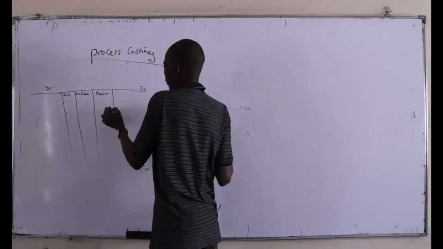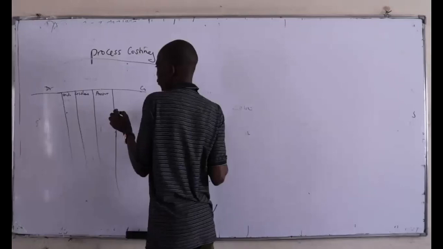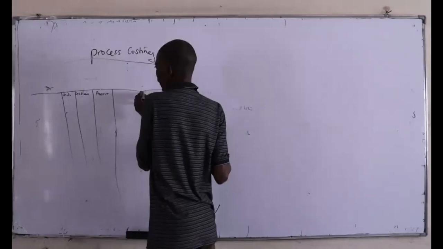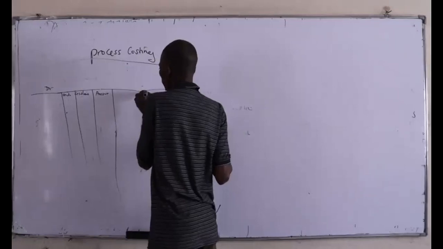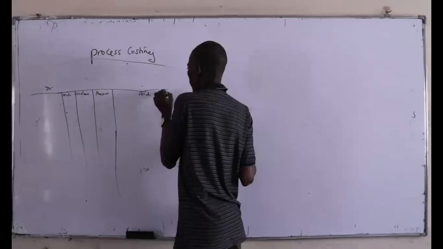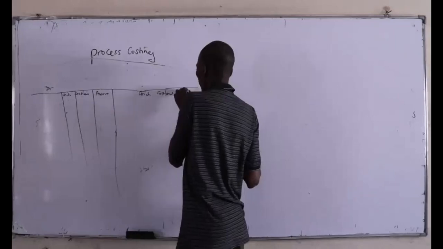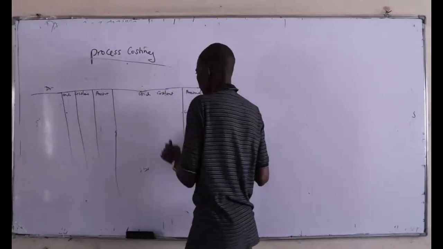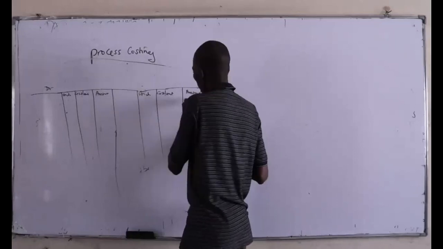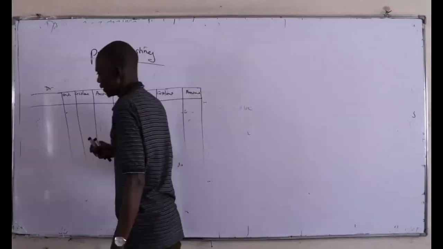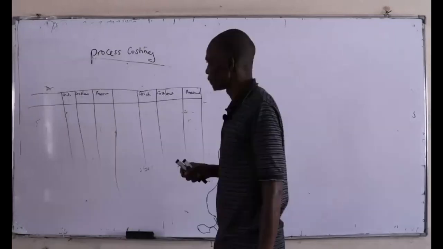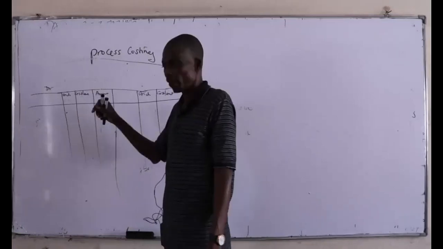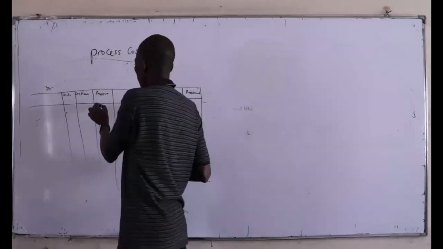Of course we have the description up there. Then we have the units, the cost per unit, and the amount. So every process costing must take that format. On this side you can see units. How many units are you introducing? What is the cost per unit? And then you are able to multiply to get the amount, because this will be in shillings. So up there you write the name of the process. So it is process 1.